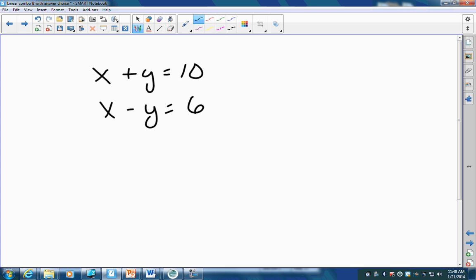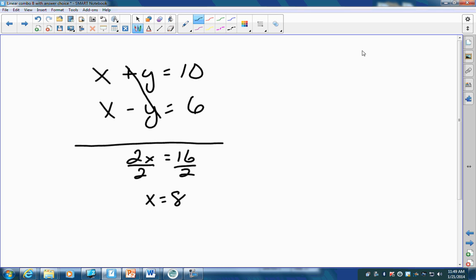First thing you should do is look at this problem and think, is there a letter where they're the same, that if I put them together, one of the letters is going to cancel out? The y's do. You have a y minus y, so those cancel out. So I have x and x, which is 2x. 10 plus 6 is 16. So now you divide by 2. x equals 8.